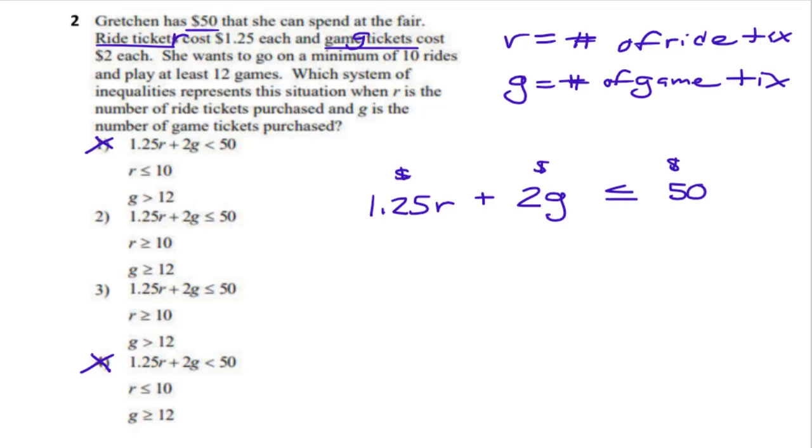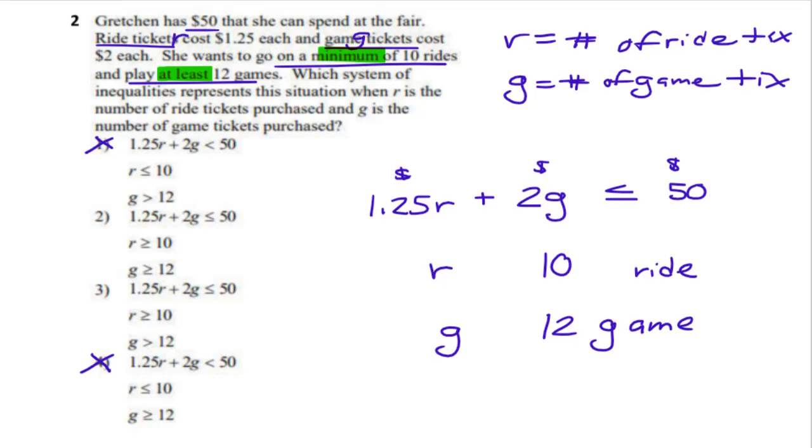So let's read what it says. She wants to go on a minimum of 10 rides. So obviously we're talking about R, and we're talking about the number 10. And she wants to play at least 12 games. Minimum of 10 rides, and then I have at least again, which we've used in our last question, at least 12 games. Minimum of 10 rides means she wants to at least go on 10 rides, which means 10's okay, but she'd probably rather go on more, which is greater than.